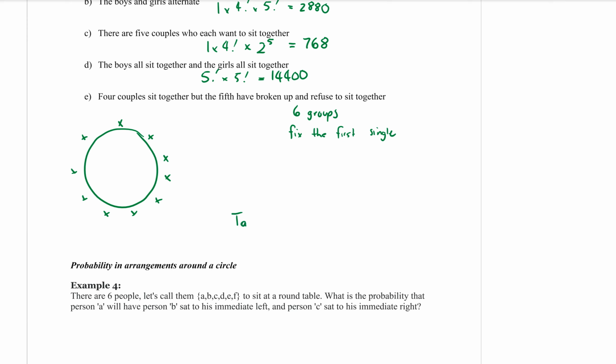I'm writing some explanation down as we go, but I'll do the numbers down the bottom here. So I'm fixing that first person. I'm going to pick one seat for them. This is their spot here. I'm fixing them right there.